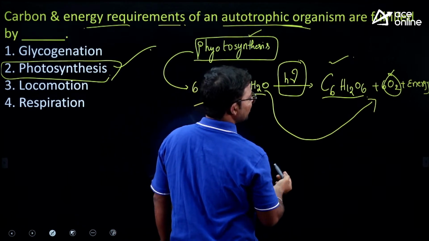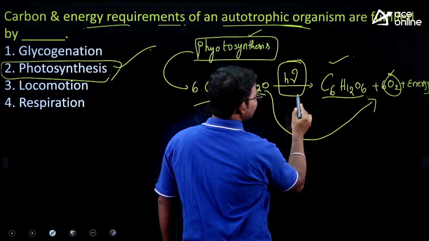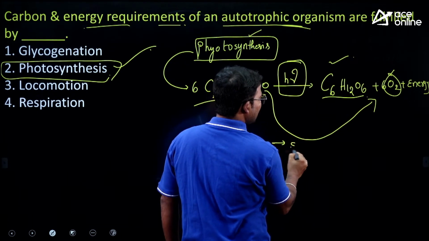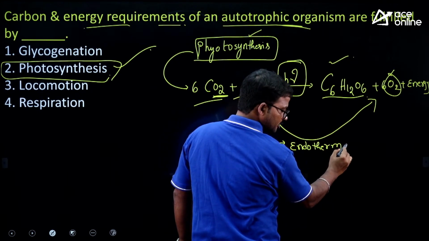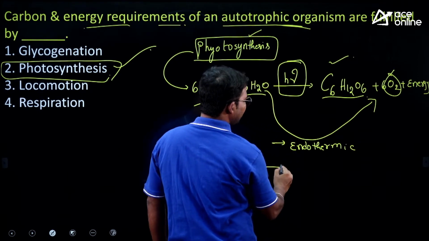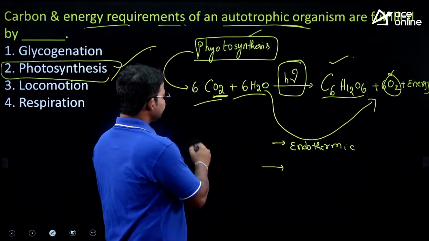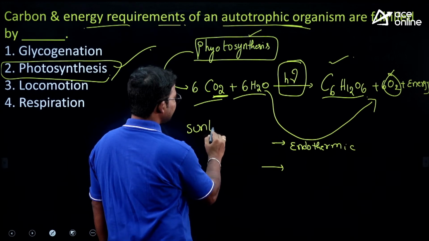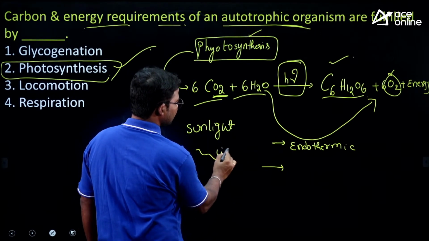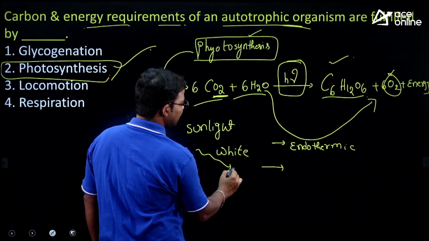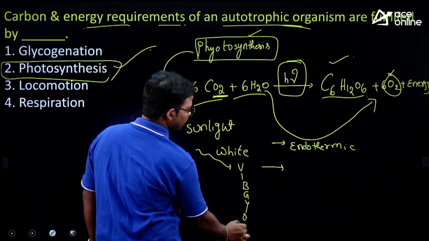And one more interesting point is, this type of reaction depends upon the sunlight. That's why these reactions are called endothermic reactions. And one more interesting point, you may have an idea about sunlight. Sunlight is mostly white light. White light has 7 colors, VIBGYOR.